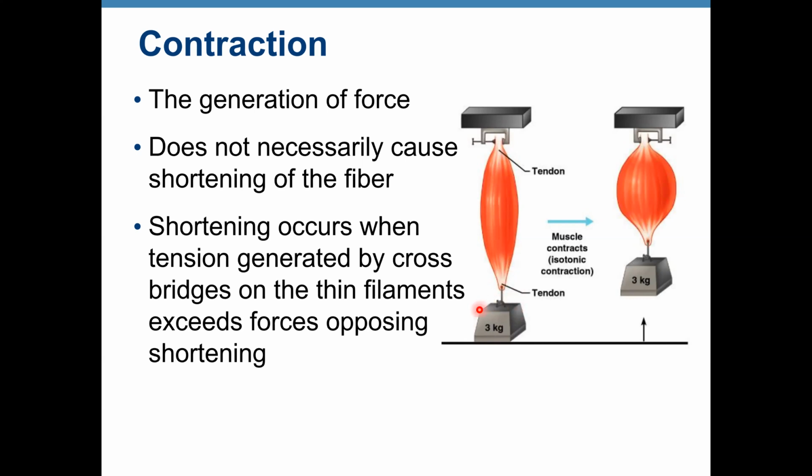Now it depends how strong this opposing force is. We can either move this load, or sometimes this load is too heavy, so muscles contract but the load is not moved. In this situation, muscles contract and generate tension, but the muscle stays the same length, it does not shorten in this example. And over here, the muscle shortens. So contraction is just generation of force. It's not necessarily shortening of the muscles.